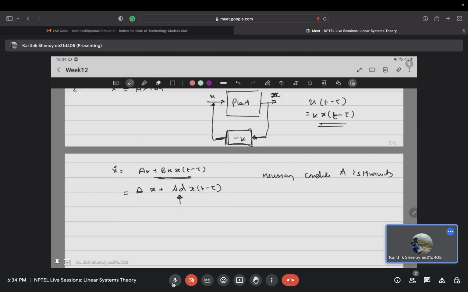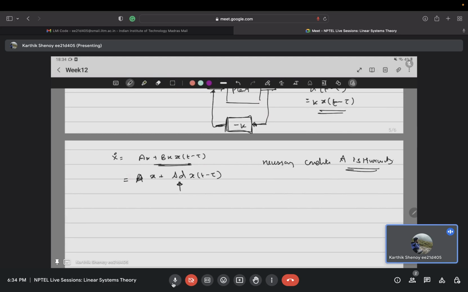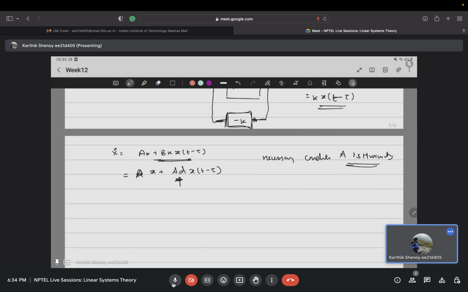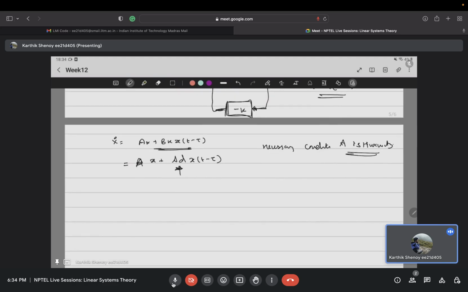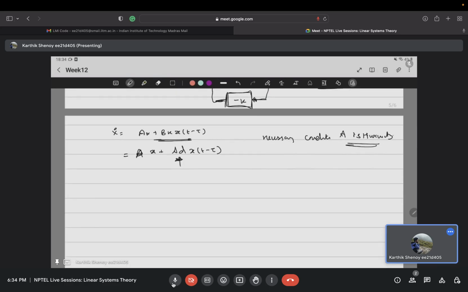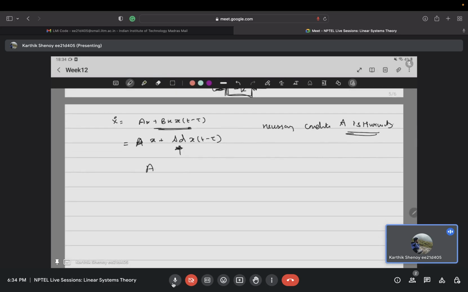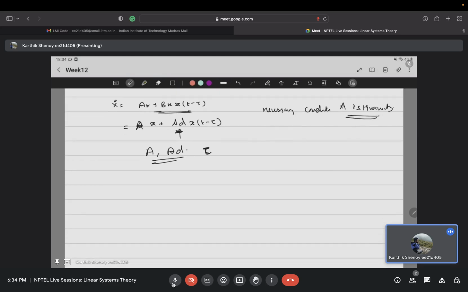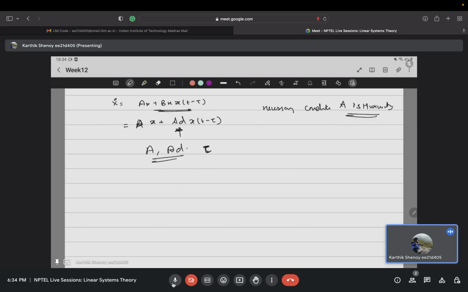Okay, A must be Hurwitz for the entire system to be stable. That's a necessary condition. The other thing is, will this delay cause any problem in the stability? That depends on the matrices A and AD, and how much delay the system can handle. Some systems are stable independent of delay. So that's the first case, independent of delay.